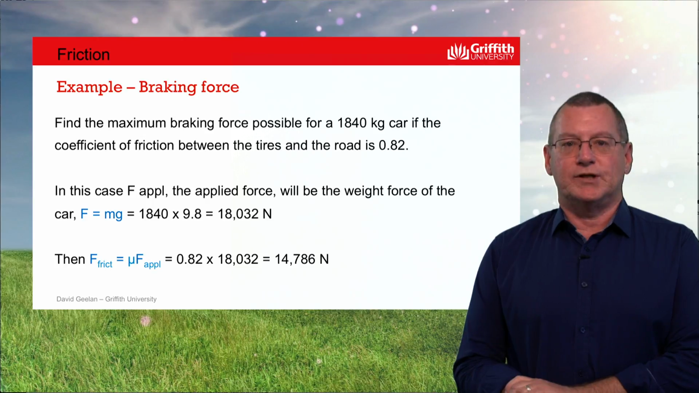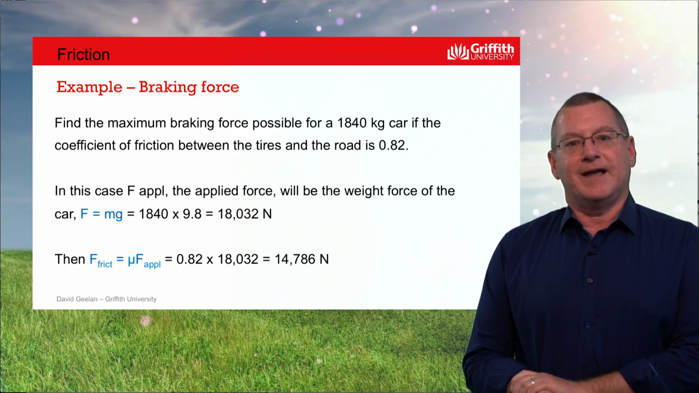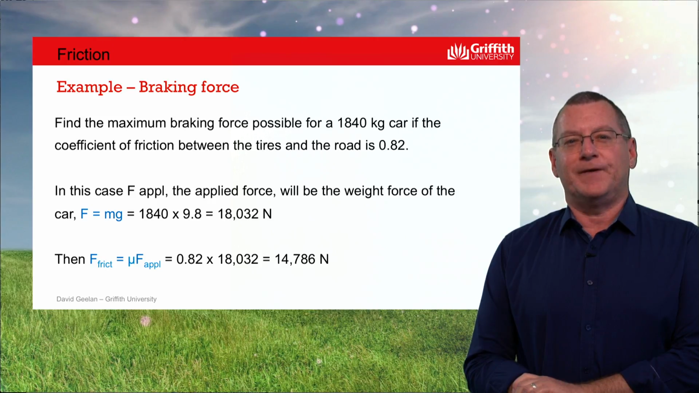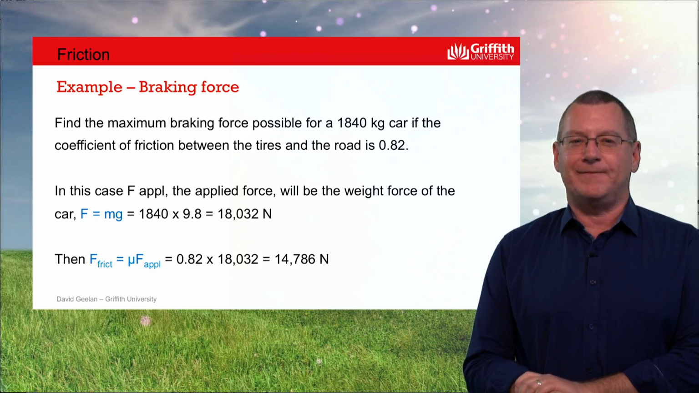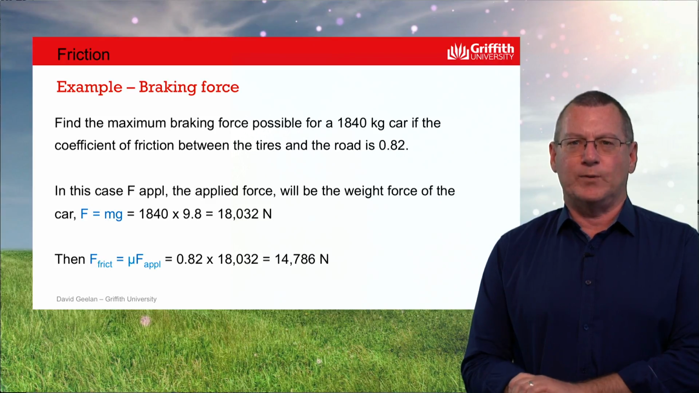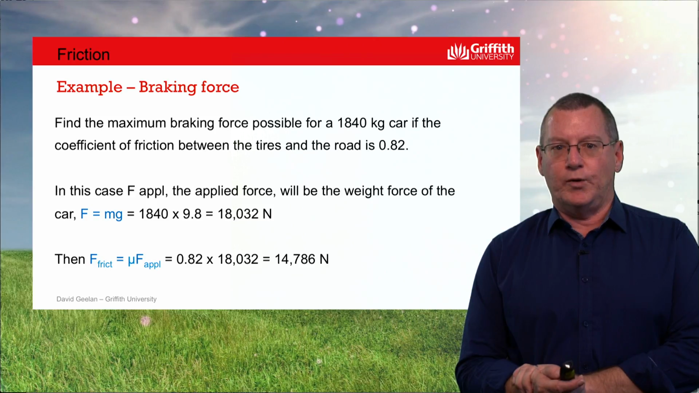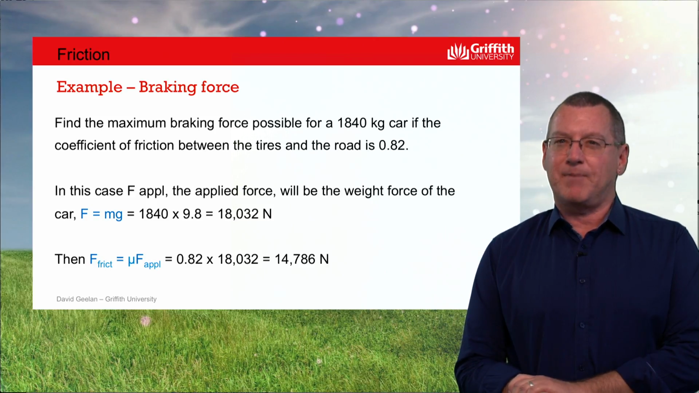So here's an example, just a quick one, and again we'll give you some other calculations and some examples. If a car weighs 1,840 kilograms, a little under 2 tons, and the coefficient of friction between its tires and the road is 0.82, what's the maximum braking force it can have? Well, the applied force is just going to be the weight force of the car. The weight force of something is its mass times the acceleration due to gravity. So 1840 times 9.8, 18,032 newtons. So that's the applied force.